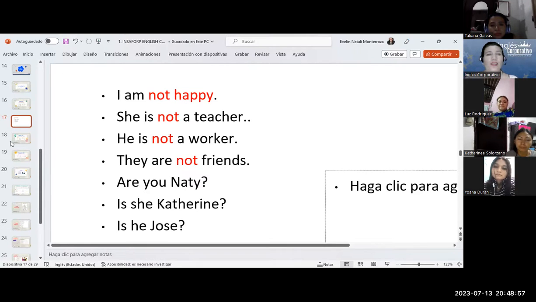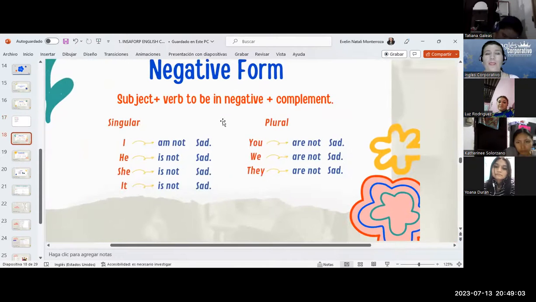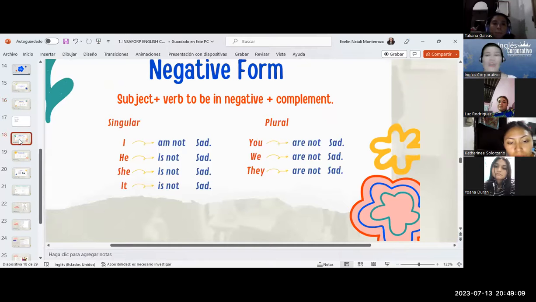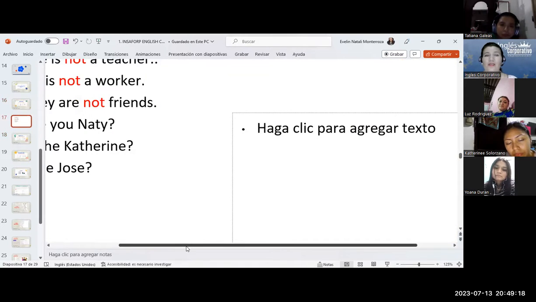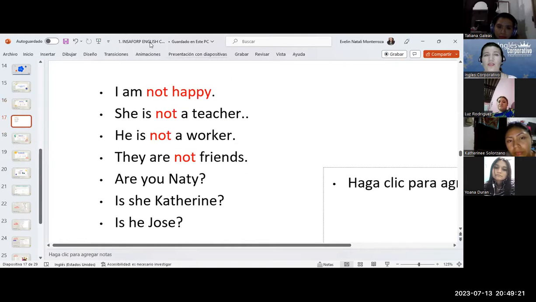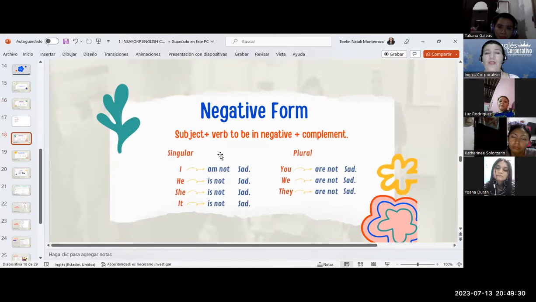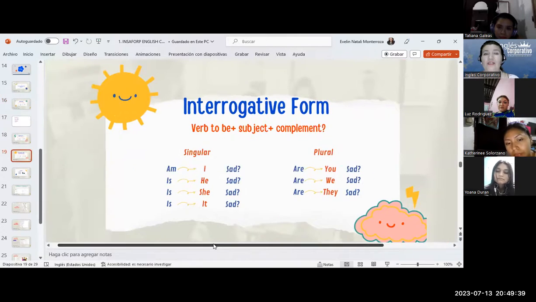I am going to go back here, a la siguiente, and I am going to show you the negative form, right? Remember that the first one that I showed you was like, I am happy. The negative, I am not. Okay? With the negative forms, you are not sad, exactly as the examples that I have right here. Así como los ejemplos que les estaba mostrando, with the negative, okay? After the verb to be, the negative, okay? This is for this type of sentences, right? I am not sad.